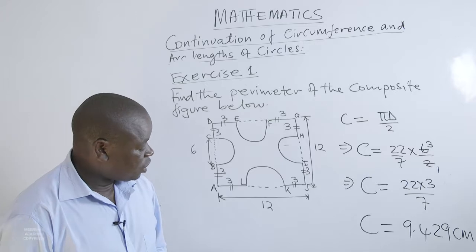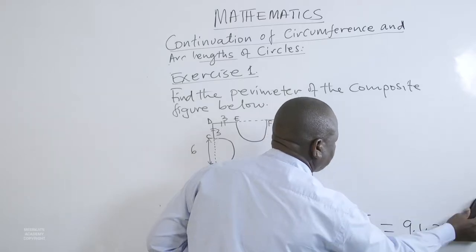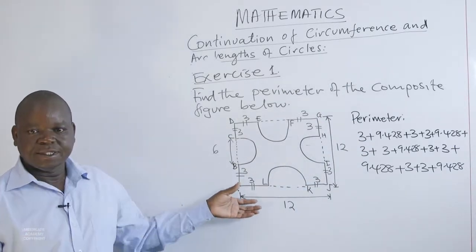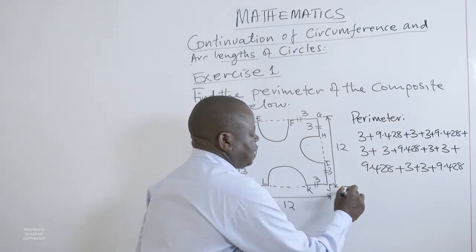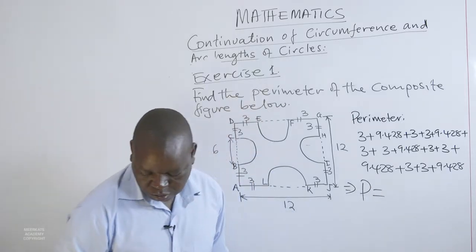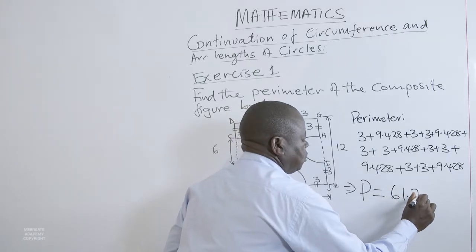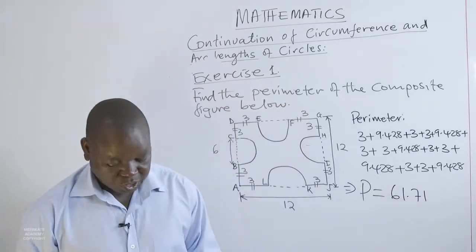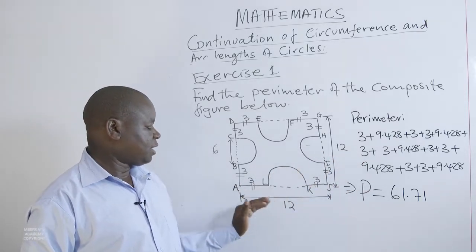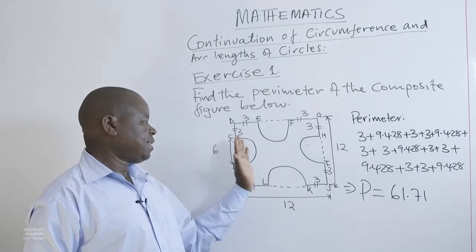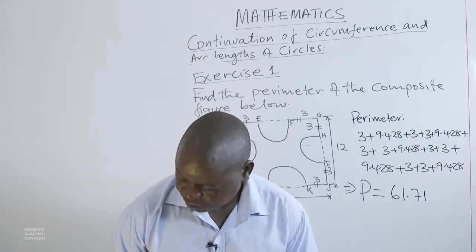So let's look at how we want to add that. So class, when you add all this, we get our perimeter as 61.71. In that question, we were not given units, so you just leave it the way it is, because it's just given dimensions, 12 and 6 and 12. So you just leave it the same way if you are not given units.